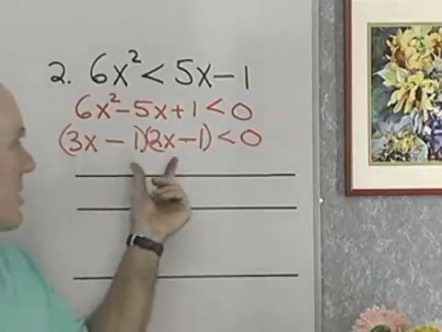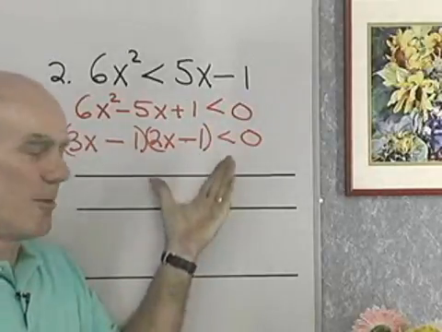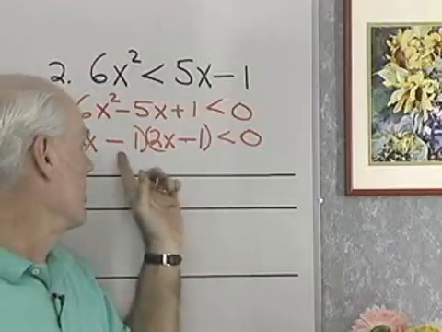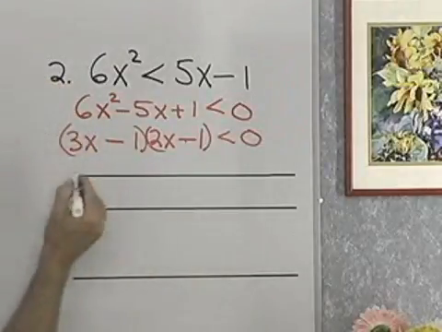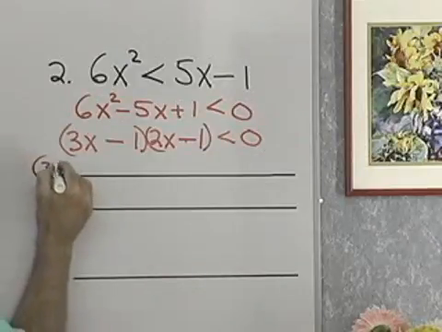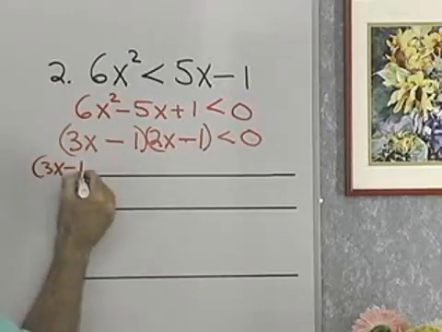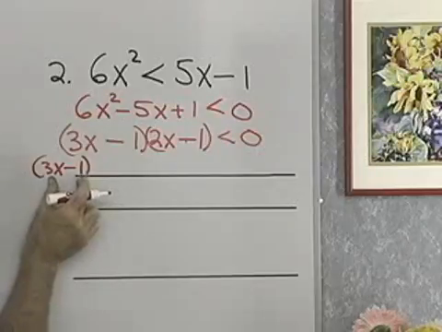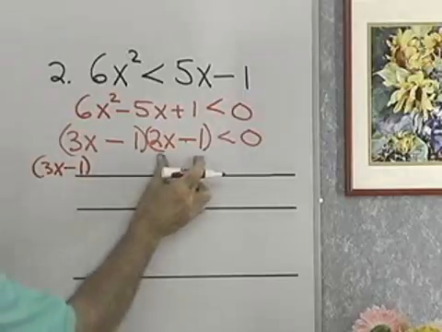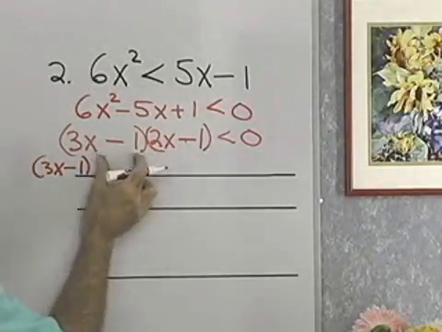Now what I want to do is take my two factors right here and make a sign chart for each one of them. So I'm going to start with 3x minus 1 and see what the sign of that factor is. Okay, this factor will be 0 when 3x minus 1 is 0, which is when x is 1/3. Now the other one's going to be 0 when x is 1/2, so 1/3 is less than 1/2.